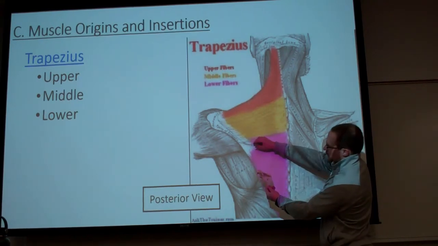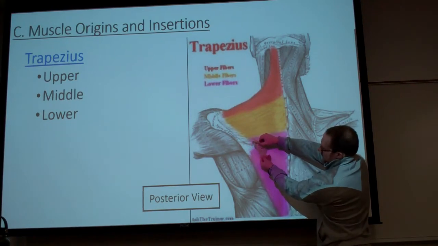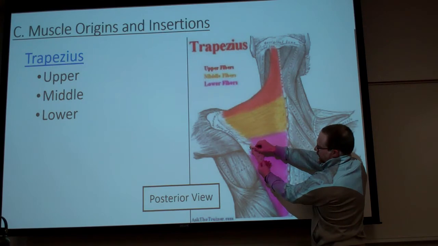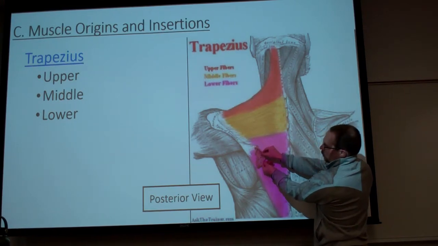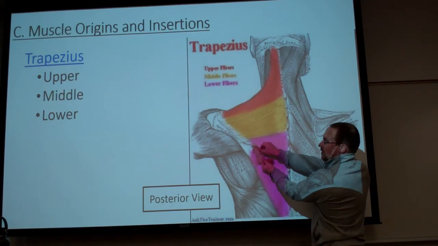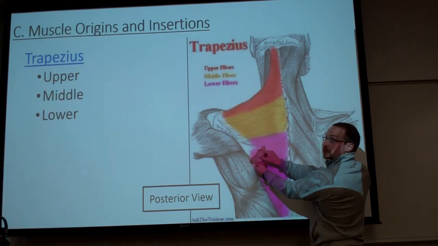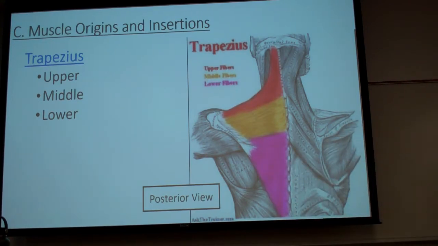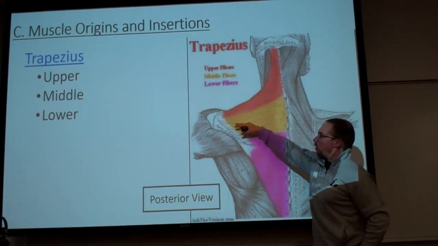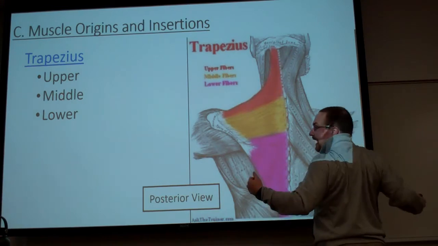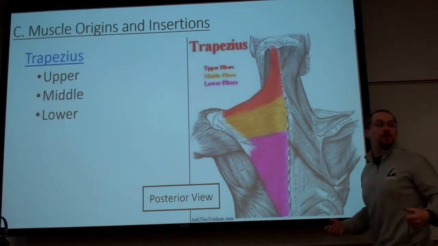Basically, these fibers are going to help with depression, but they're also going to pull the border more like this. So the lower trapezius is also going to help with upward rotation. And then finally, we've got our middle trapezius. Those come pretty horizontal there, and those are going to help with retraction, for bringing those shoulder blades together.